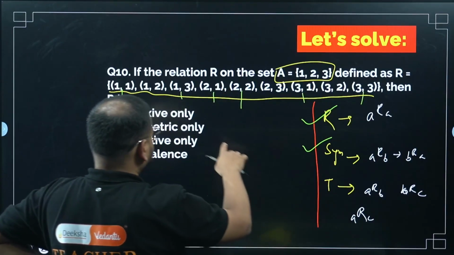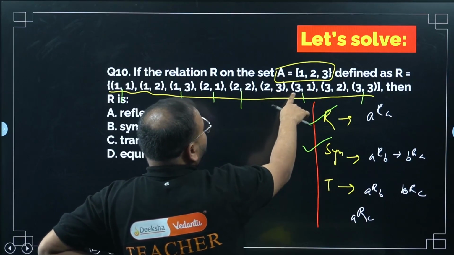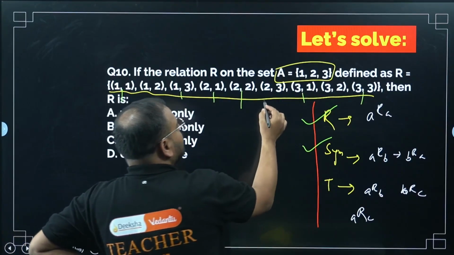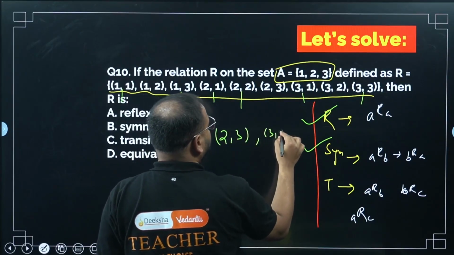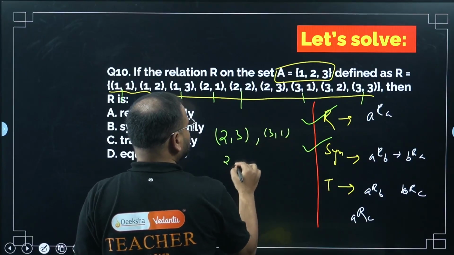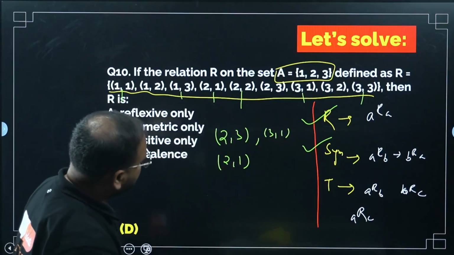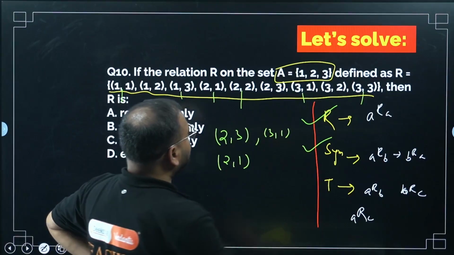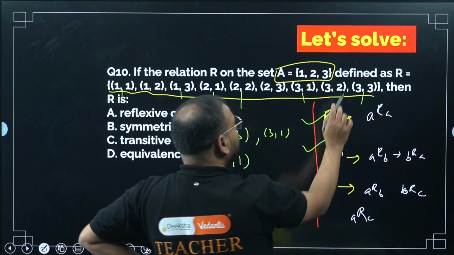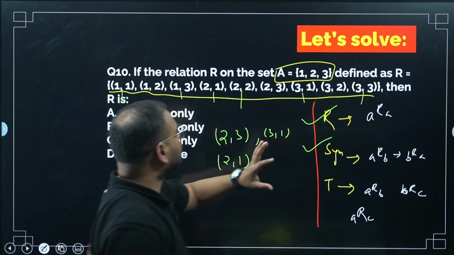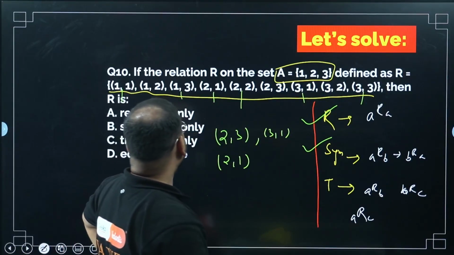Over here, let's check. So we have 2, 3 and 3, 1. Check here. 2, 3 and 3, 1 means 2, 1 has to be there. ARB, BRC, ARC. Is 2, 1 there? Yes, sir. Okay. So 2, 3, 3, 1 is okay. Let's check again. 3, 1, 3, 2. Okay. Or here, 3, 3, 3, 2 again is there. AA, AB, true. Okay. So it is transitive also, sir.